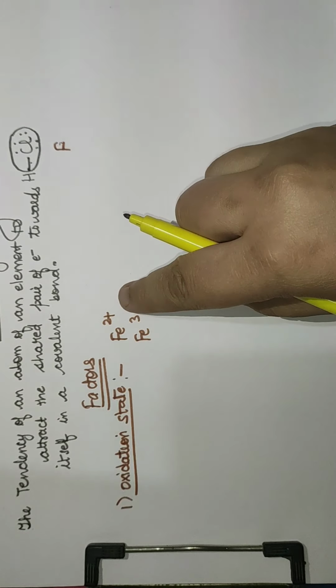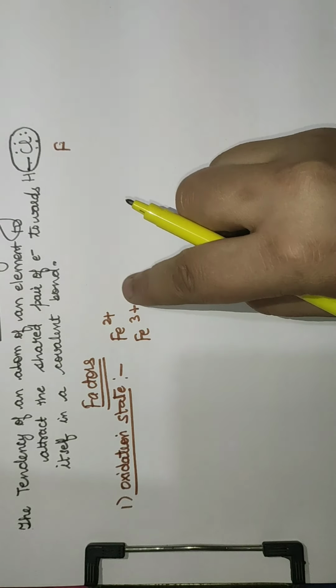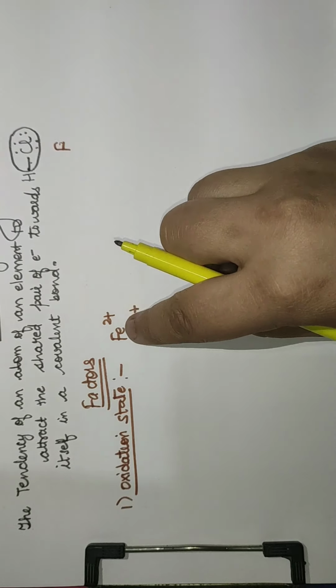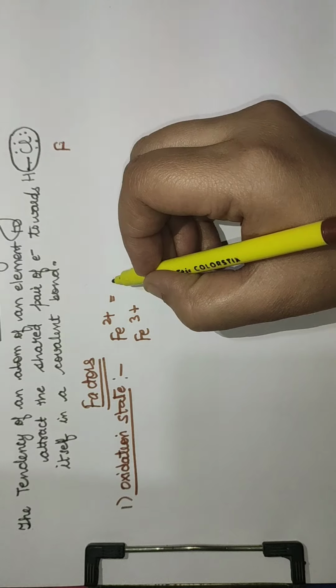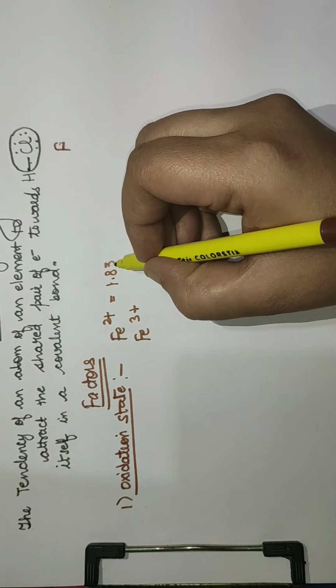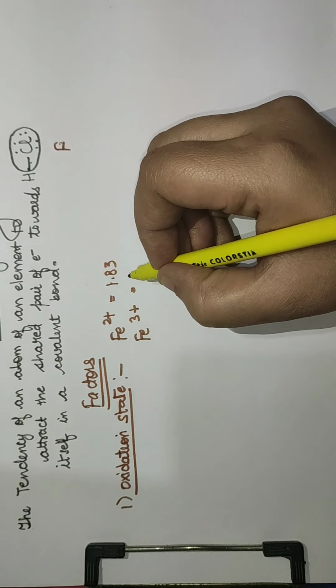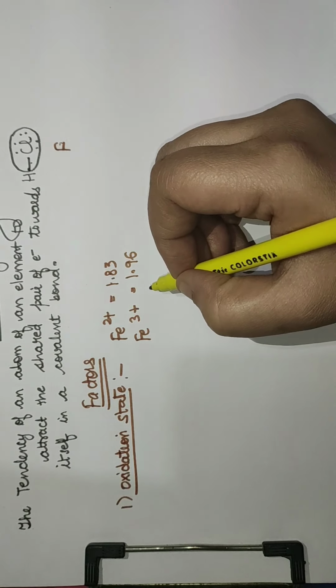So out of Fe2 positive and Fe3 positive, according to Pauling, Fe2 positive has an electronegativity of 1.83 and Fe3 positive has an electronegativity of 1.96. So what does it mean?